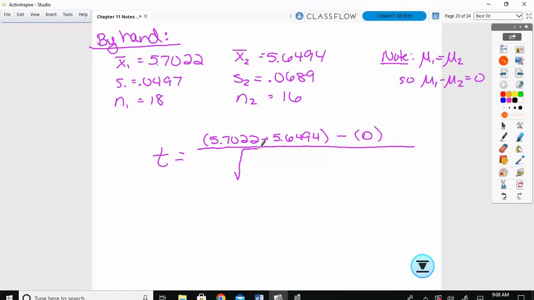divided by the square root, standard deviation of the first, squared over n of the first, plus standard deviation of the second, squared divided by the number in the second. So then I have to put all this in my calculator.